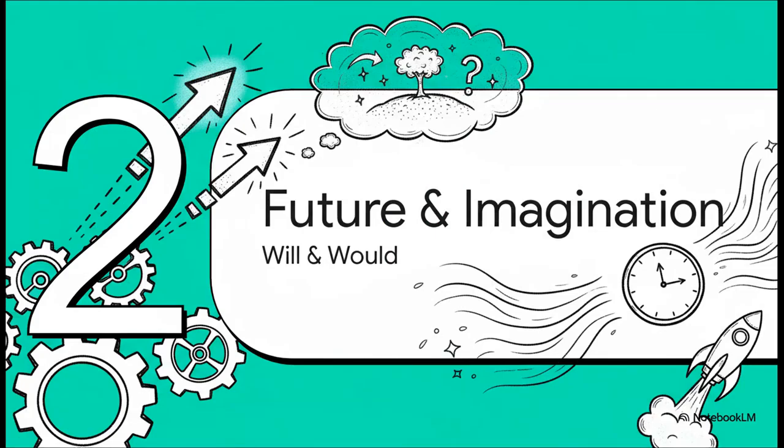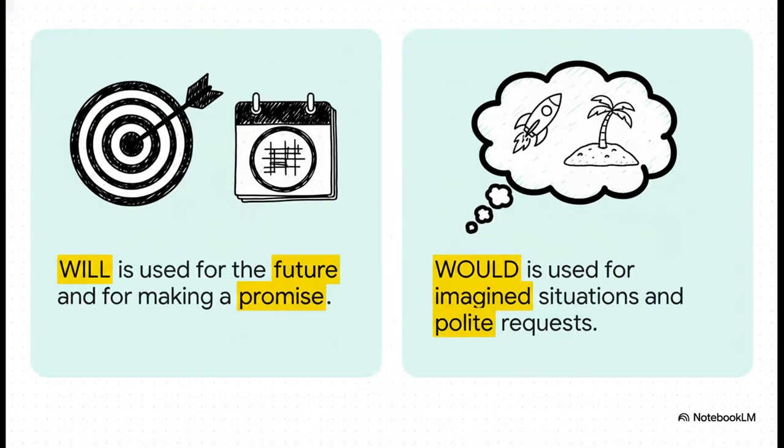Awesome. Okay, now that we've got ability down, let's start talking about the future with our next pair, will and would. Here's the key thing to remember. Will is for things that are certain. It's a definite plan, a promise, it's solid. Would, on the other hand, that's our imagination verb. It's for all the what-if scenarios.